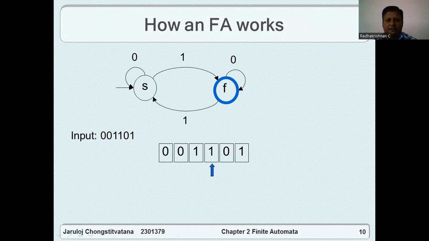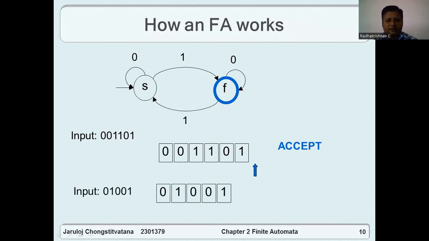Now the current state will be F. The reader input is 1. By the mapping function, F comma 1, the automata is transferred from state F to S. Now the current state is S and the read input is 0. S comma 0 keeps it in the same state S. S comma 1 means it goes to F. Finally, all the input is completed. Now the current state will be F, which is nothing but the final state. So it will be accepted.